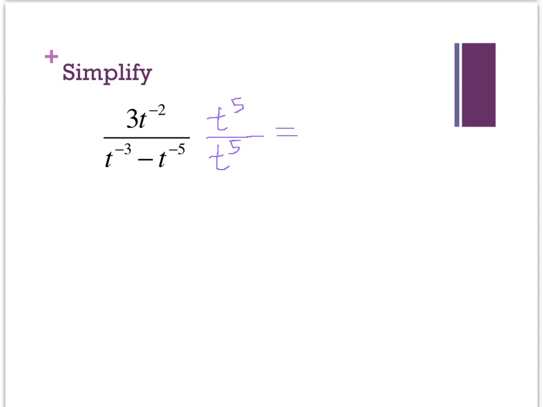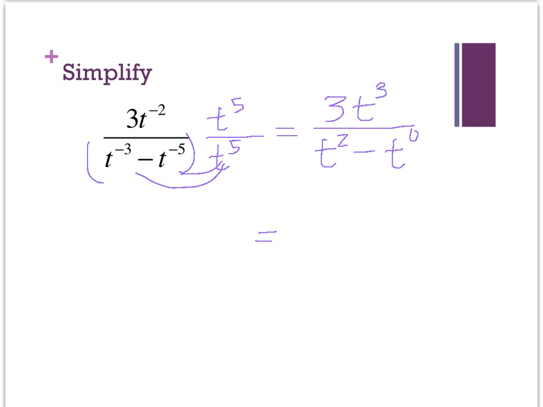When I multiply top and bottom by t to the fifth, I end up with 3t to the third on the top. And when I distribute it on the bottom, we get t squared minus, and t to the negative fifth times t to the fifth, we know is t to the 0. We can simplify that just a little bit further. We know that anything to the 0 is 1. So your final answer for this one will be 3t cubed over t squared minus 1.